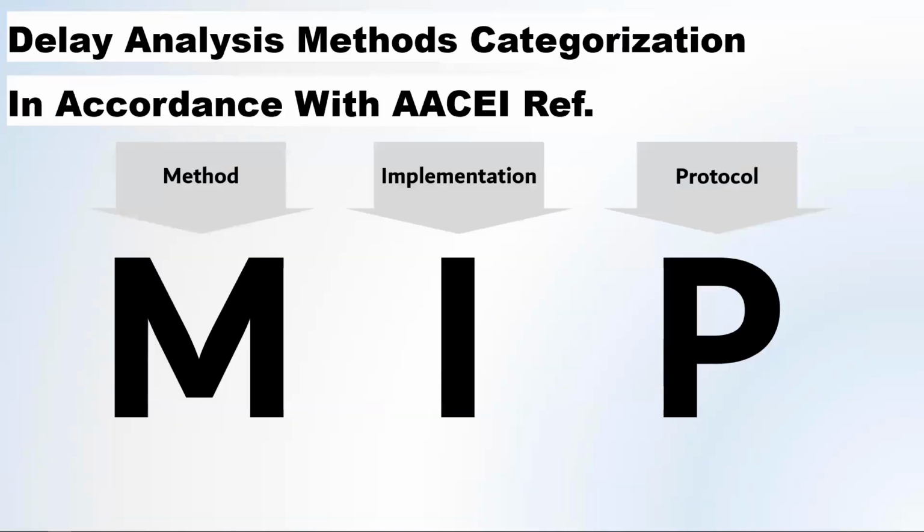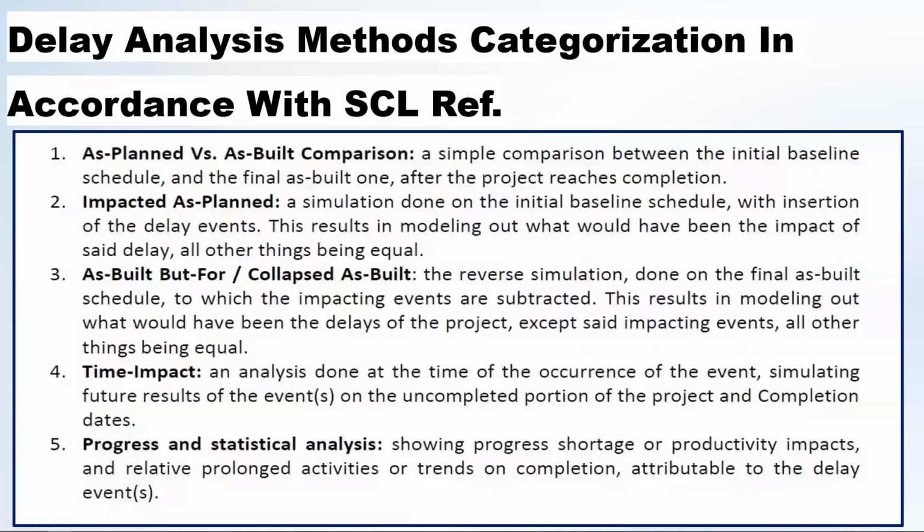Method implementation protocol, as we mentioned, we have another reference called the SCL, Society for Construction Law Delay and Disruption Protocol. It categorizes the method by the concept of implementation. So we have as planned versus as built, impact as planned, collapsed as built, time impact, and progress sustainability and statistical analysis, which is not an analysis. It's something that uses productivity, like the measured mile or the loss of productivity, to calculate the time impact or the delay.